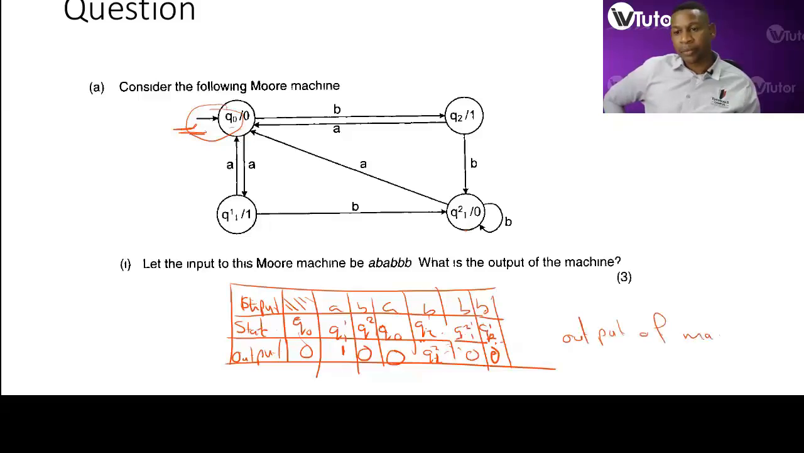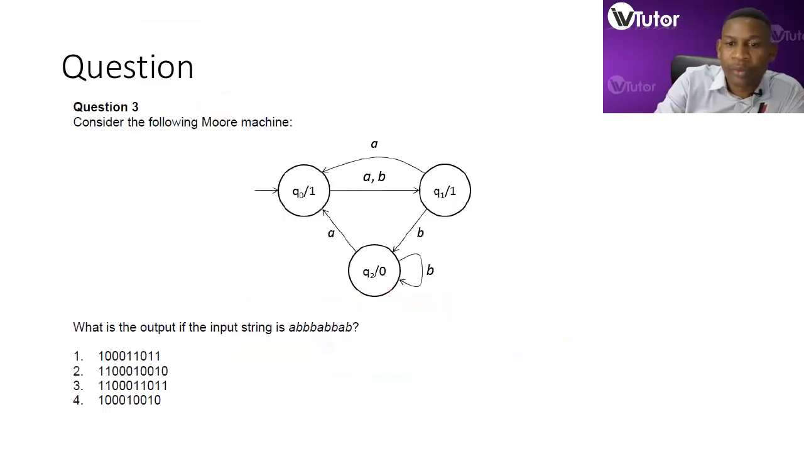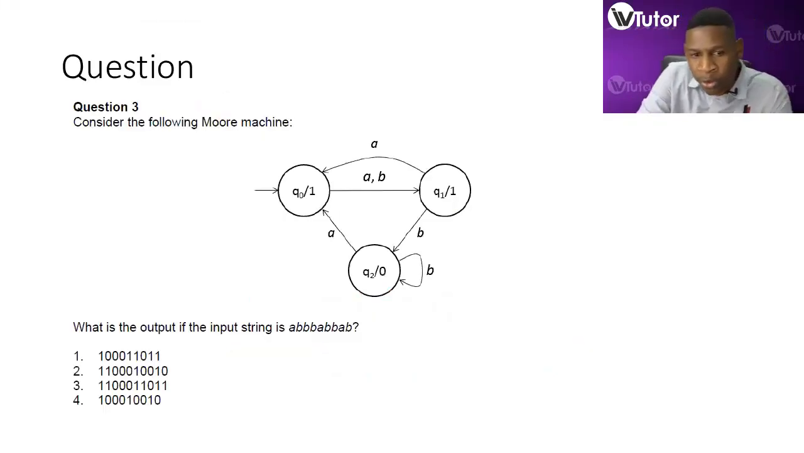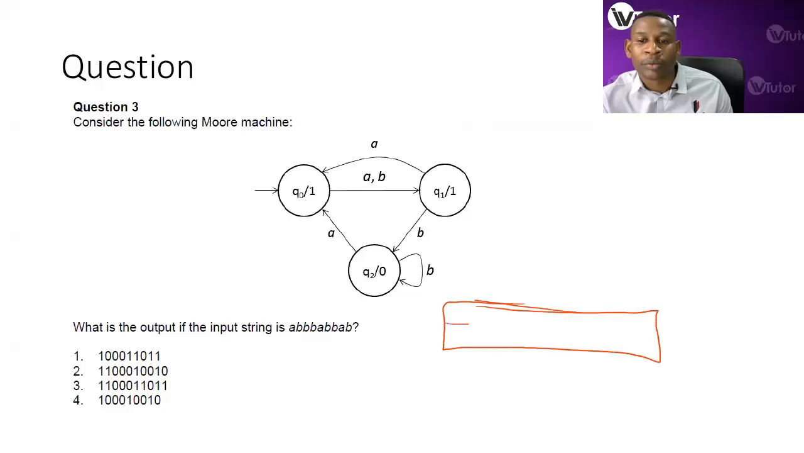of the machine. Right. Now, let's move on to a Moore machine. We want to find what's the output of this string. The output of this string is given as below. Output, we draw our input table.